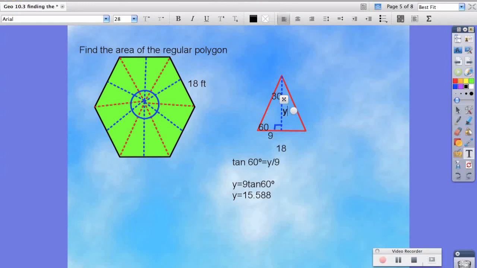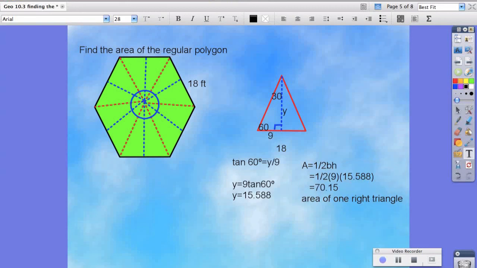Okay, so to find the area of a triangle now, area of a triangle is equal to 1/2 base times the height. We know 1/2, we know our base. The base is 9, because we're doing it for the right triangle, and the height is 15.588. And that will give you 70.15 for the area of one right triangle. So 70.15 is the area of one right triangle.